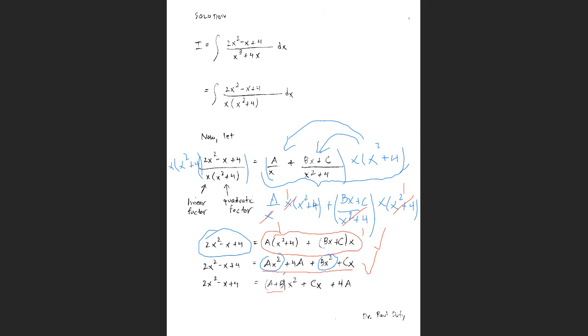The ax squared plus bx squared equals a plus b times x squared. The 4a is just the 4a. And the cx is just the cx. Are we good up to here?